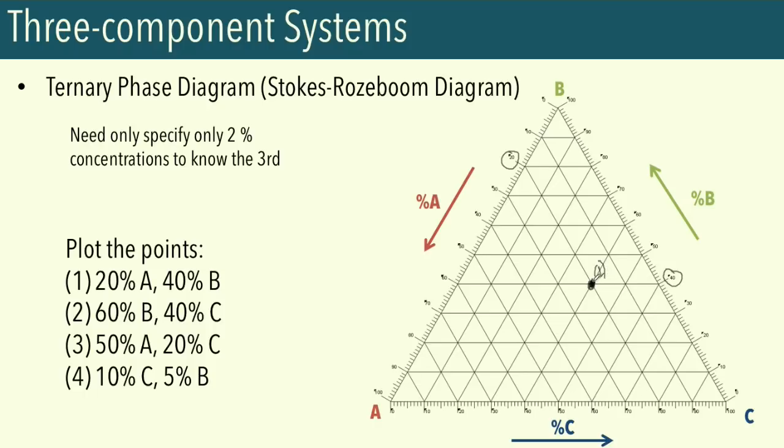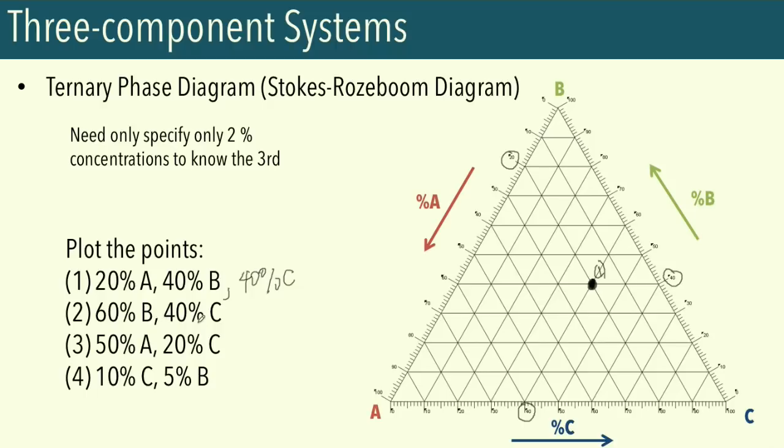So let's look at what the composition of C is going to be. If we follow these lines here, we see that we have 40% C, as we have 20% A and 40% B, which makes sense because, of course, if we add these compositions together, we get 100%. All right, so let's try this with another example.